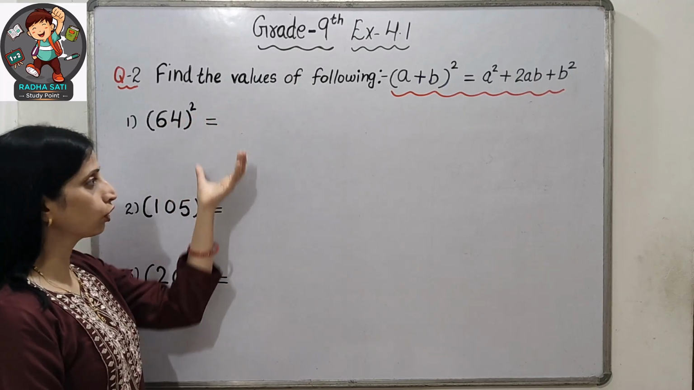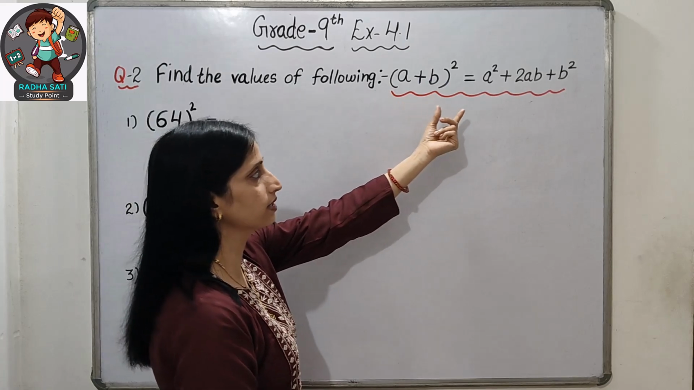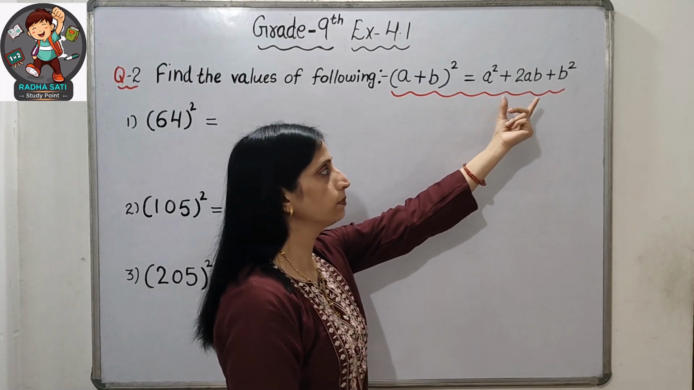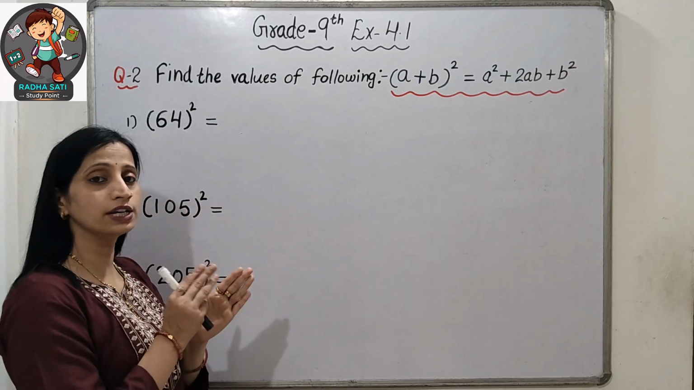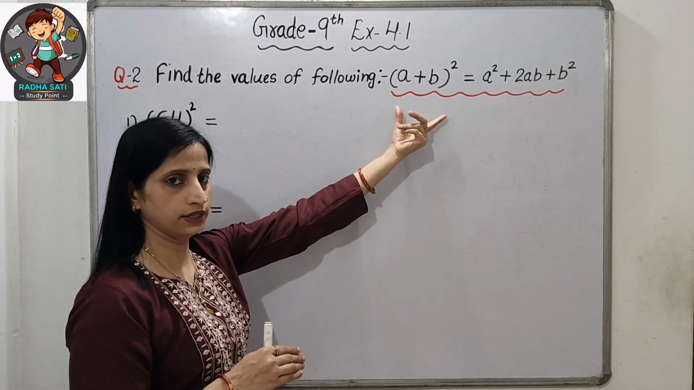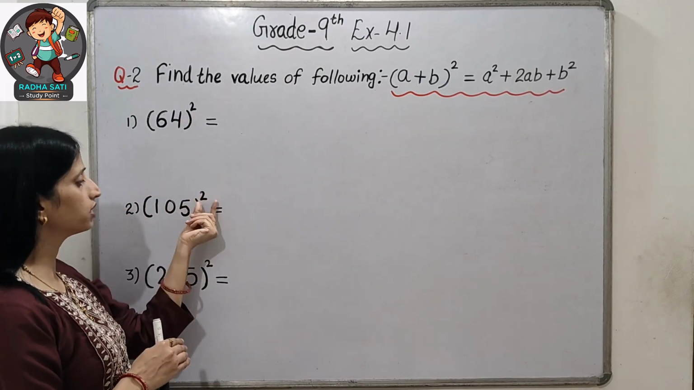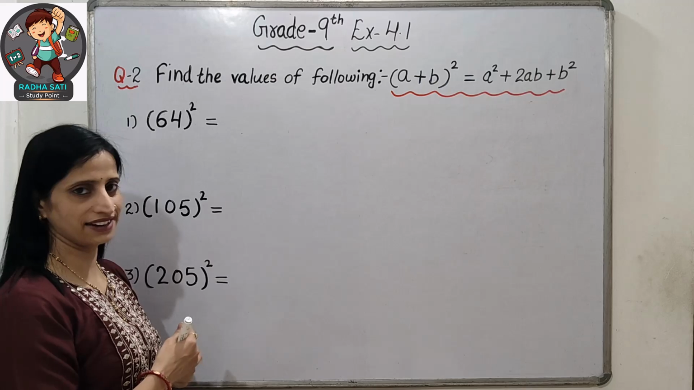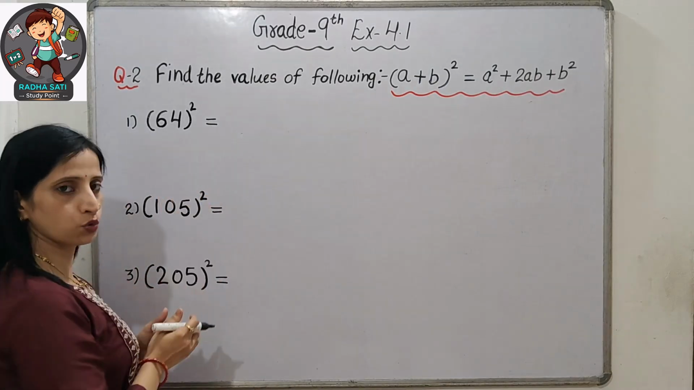Find the value of the following by using the identity (a plus b) whole square, that is a square plus 2ab plus b square. So what was in question number 1? In question number 1 we needed to expand the given expression by using this identity. And now in this we have numbers. We need to find the square of these numbers by using this identity. So let's learn how. So it is 64 square.